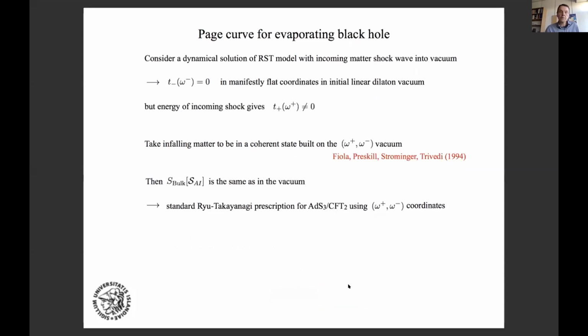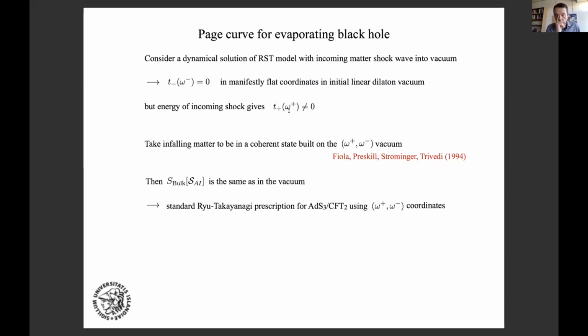Okay, so let's do that for the evaporating black hole. First of all, we're going to look at the solution that I talked about earlier, which has the linear dilaton vacuum, and then we send a shock wave in. Then it's clear that this T minus here, as I discussed when we were talking about the Hawking effect earlier, is 0 if we pick the omega coordinates, the flat coordinates in the initial dilaton vacuum. So that's good. On the other hand, in those coordinates, the T plus includes all the energy of the incoming shock wave.